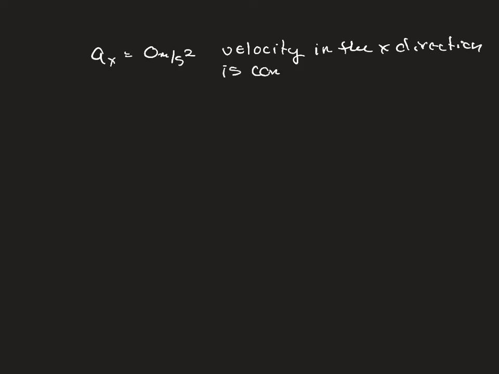Alright, so let's summarize what we just learned in the prior video. The acceleration in the x direction is 0 meters per second squared. That means that the velocity in the x direction is constant. So v initial in the x is going to equal v final in the x.